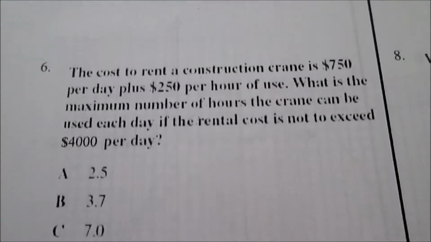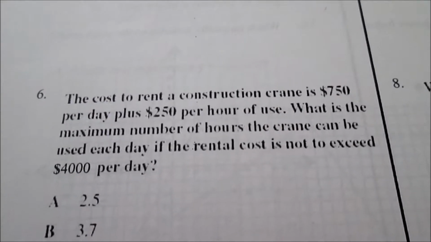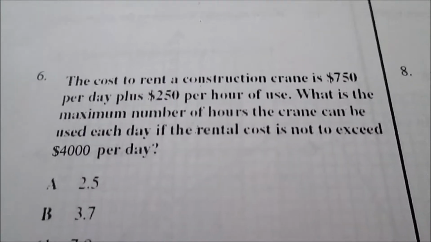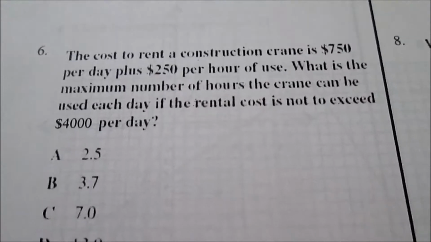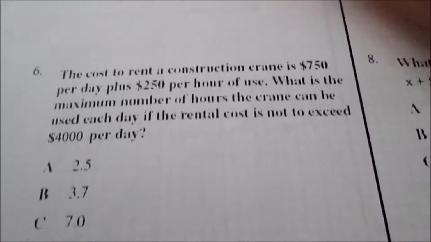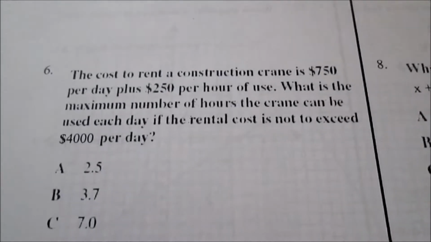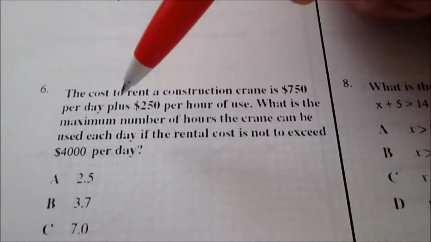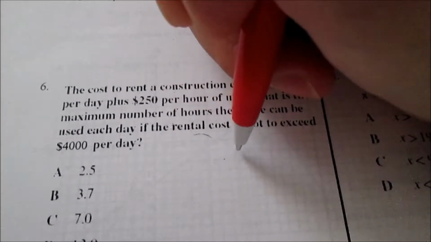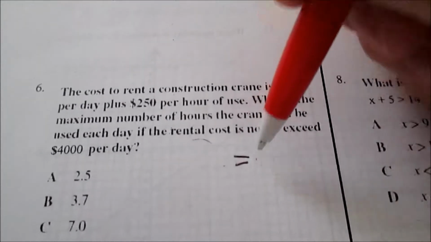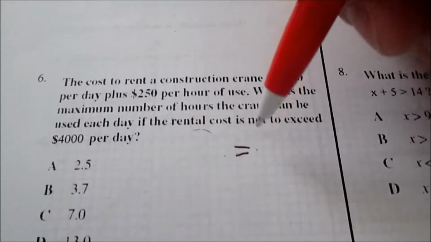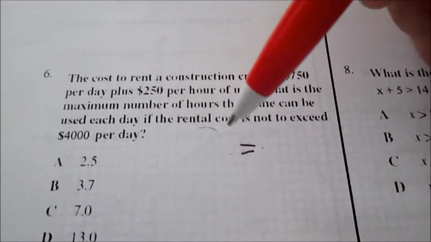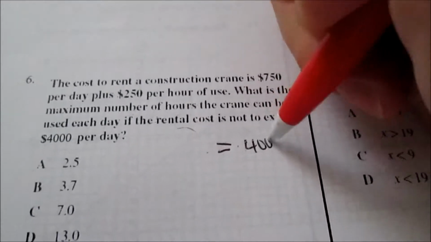Next question, number 6. The cost to rent a construction crane is $750 per day plus $250 per hour of use. What is the maximum number of hours the crane can be used each day if the rental cost is not to exceed $4,000 per day? Okay, so there are 3 numbers here, to make sure I don't get jumbled up. Usually, when I'm writing an equation, after the equal sign, I put a number that represents a goal. So this goal in the situation is to not exceed 4,000. So that's the goal number, 4,000.